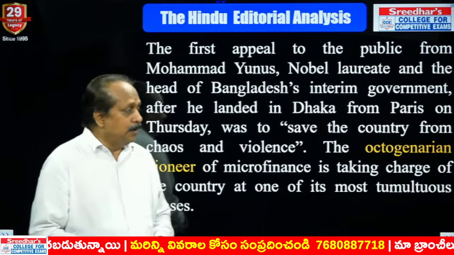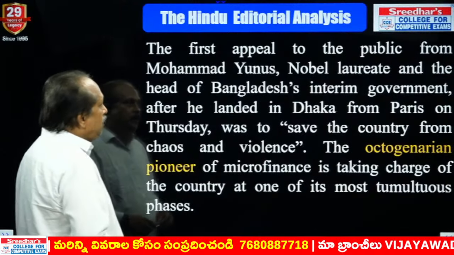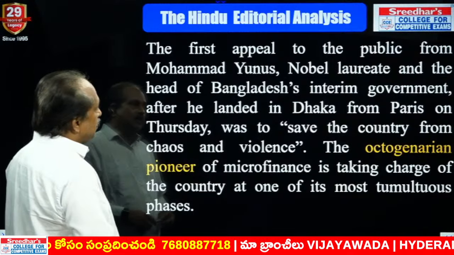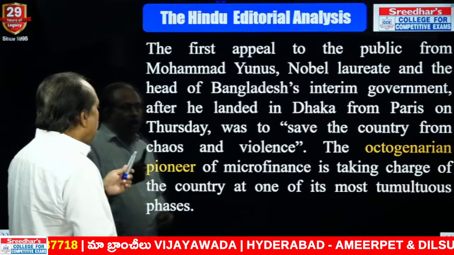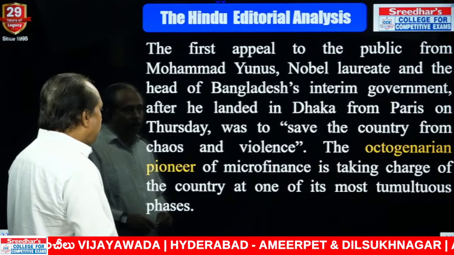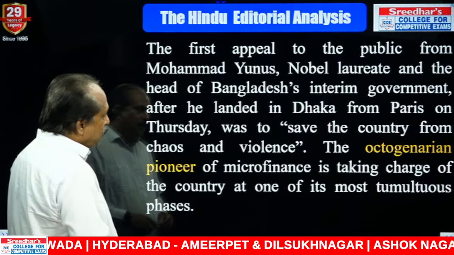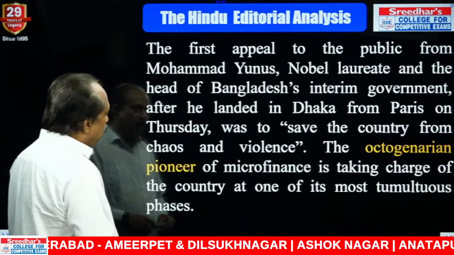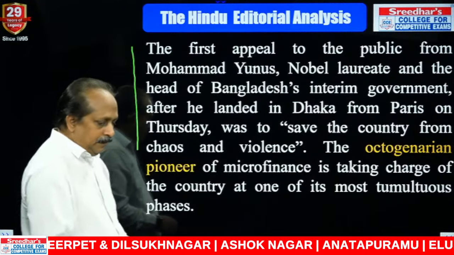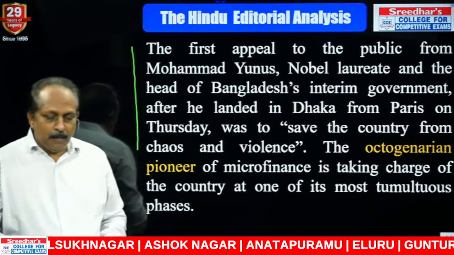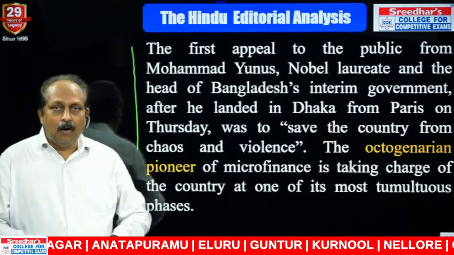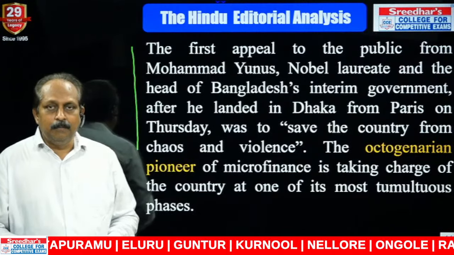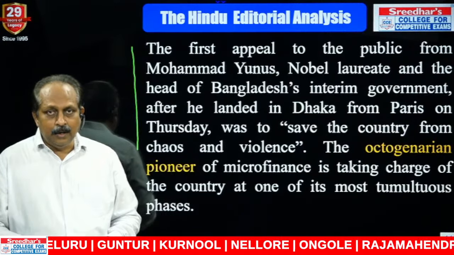There's a broad framework. The first appeal to the public from Muhammad Yunus, Nobel laureate and the head of Bangladesh's interim government, after he landed in Dhaka from Paris on Thursday, was to save the country from chaos and violence. A lengthy sentence, but what is the main idea? Right now there is an interim government, means the temporary government in Bangladesh. And who is the head of that?